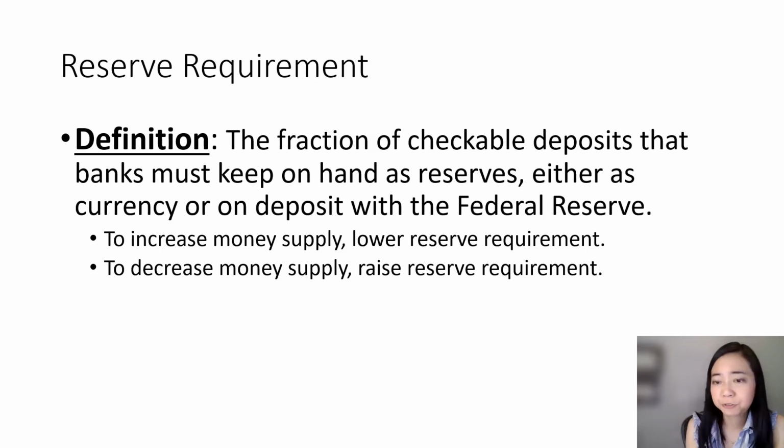The third tool of the Fed is reserve requirement. By definition, reserve requirement is a fraction of checkable deposits that the bank must keep on hand as reserves, either in the form of cash or in the form of deposits at the Federal Reserve. If the Fed would like to increase money supply, then it will lower the reserve requirement. If the Fed would like to decrease money supply, then it will raise the reserve requirement.